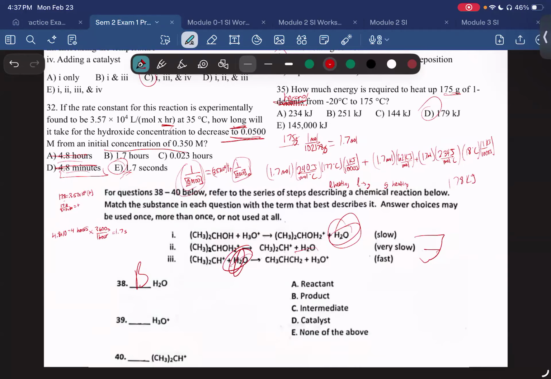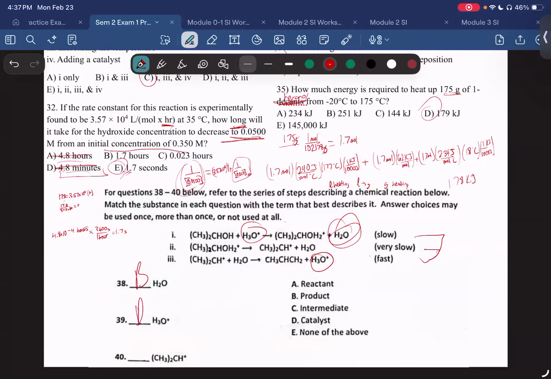Hydronium, or H3O+, we see that this is consumed in the beginning and reproduced at the end. So this is not going to be the reaction. So it's either an intermediate or a catalyst, and we know that catalysts are not consumed in the reaction. So we see here that it's getting reproduced at the end. So in this case, this would be D.